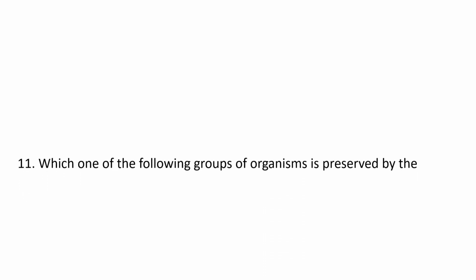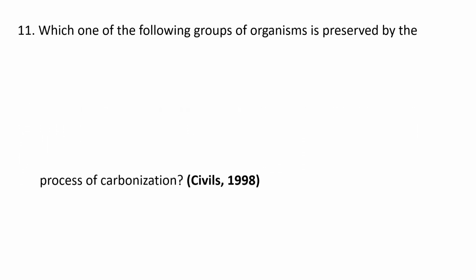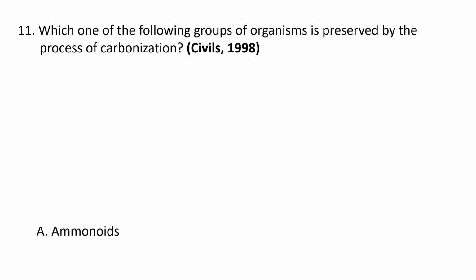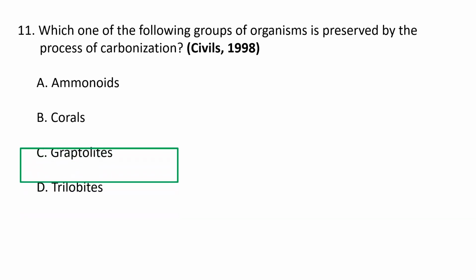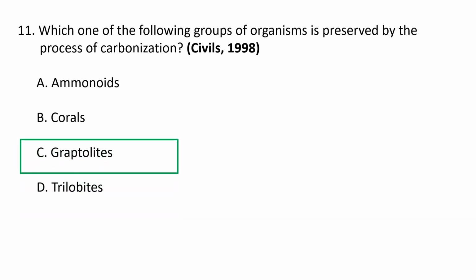Next question. Which one of the following groups of organisms is preserved by the process of carbonization? A. Ammonites, B. Corals, C. Graptolites, D. Trilobites. So the correct answer is graptolites. So these are the organisms which can be preserved by the process of carbonization.